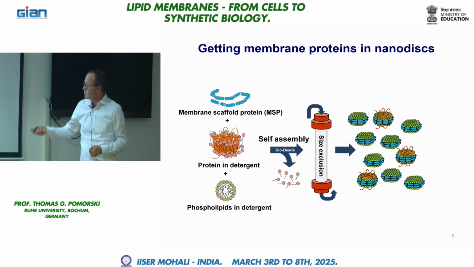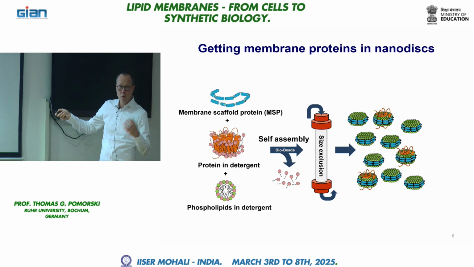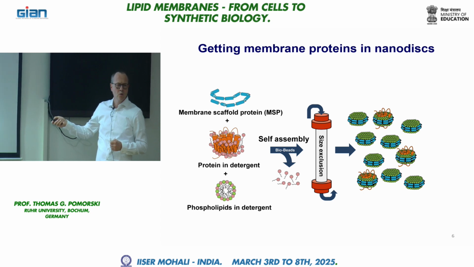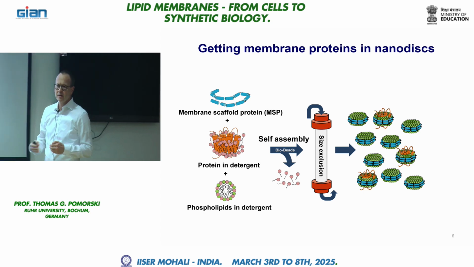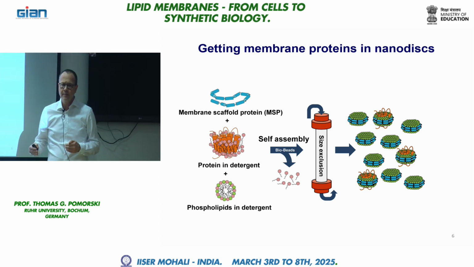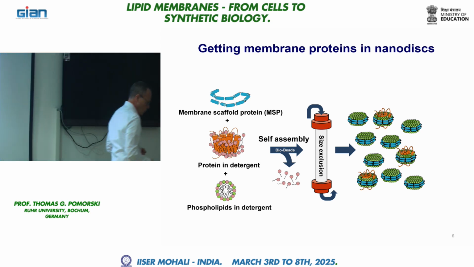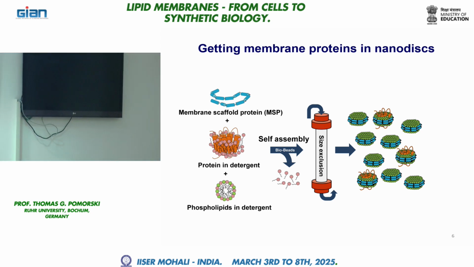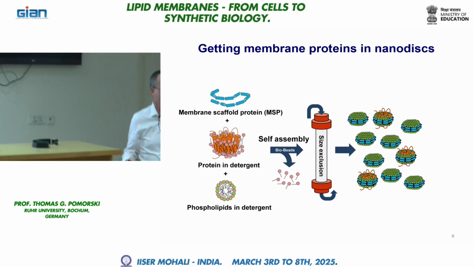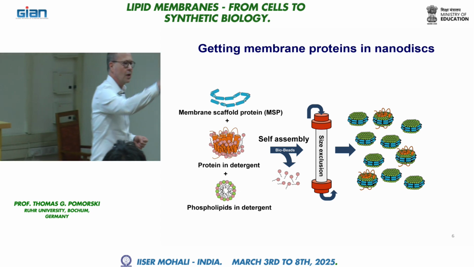And now, to remove everything that is not integrated, like free belt proteins, free lipids, whatever has aggregated, we use size exclusion. Are you familiar with what size exclusion means? It's basically a technique where you use a type of porous material. And this porous material has channels, like this.